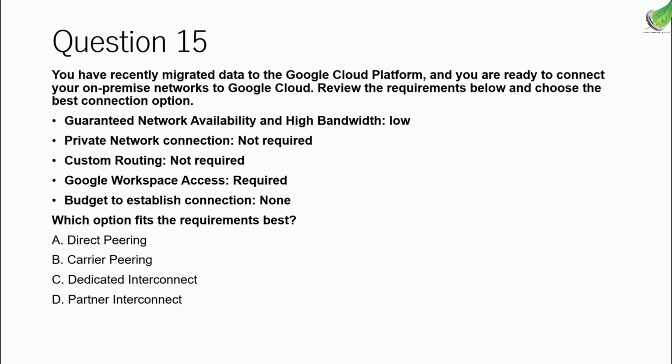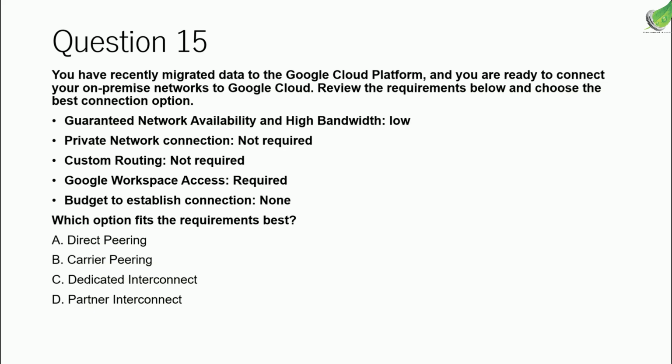Now for option B, carrier peering. This is a service where you pay a partner carrier to get a connection to Google's network. The key word here is pay. Since the budget is zero, this option is also incorrect. This leaves us with option A, direct peering. Let's see if it fits all the requirements.